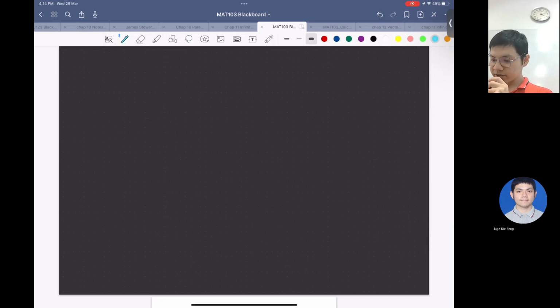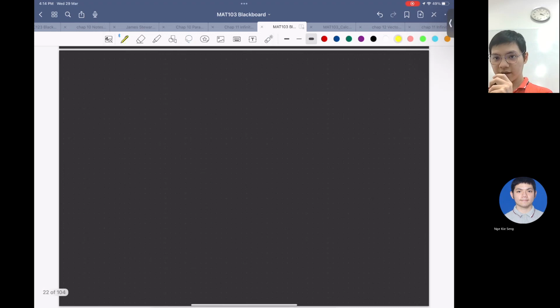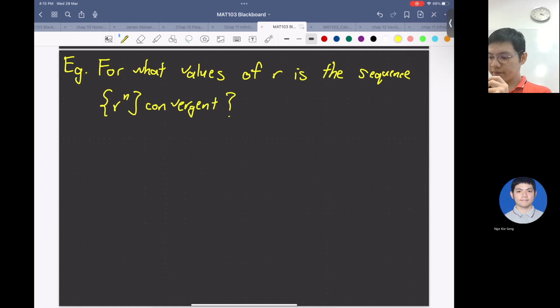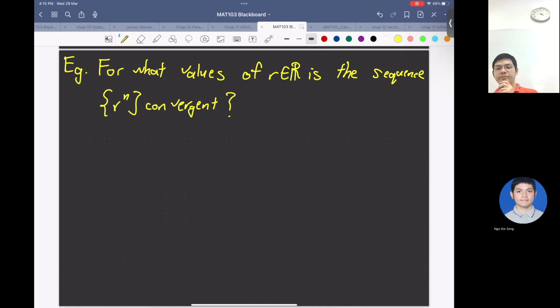The next part is important because we are going to use this over and over again. So I want you to try and figure out what this is. The question reads like this: for what values of r is the sequence r^n converging? Actually, I need to tell you where these r live. These r live in the real numbers, so the whole real line you need to consider. So when is r to the power n converging?